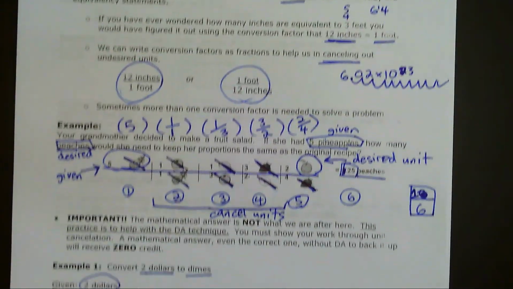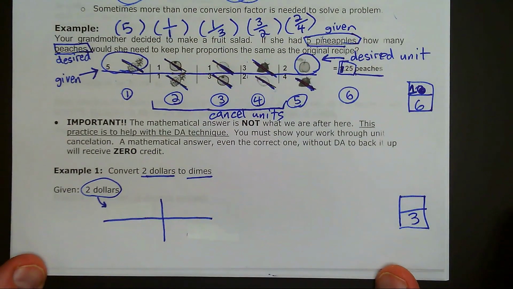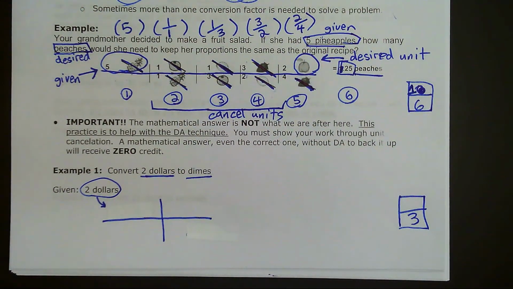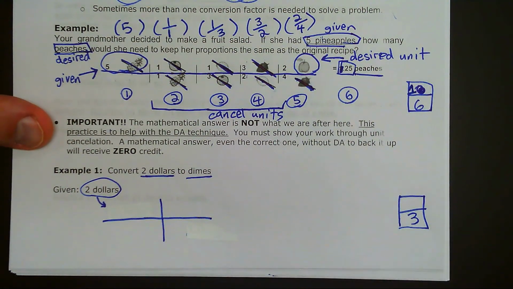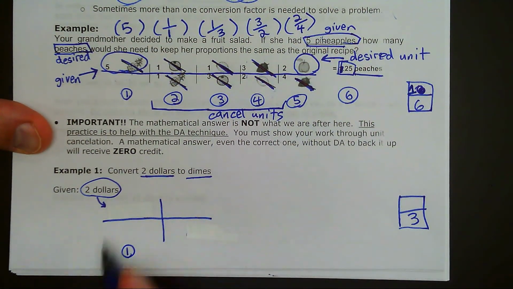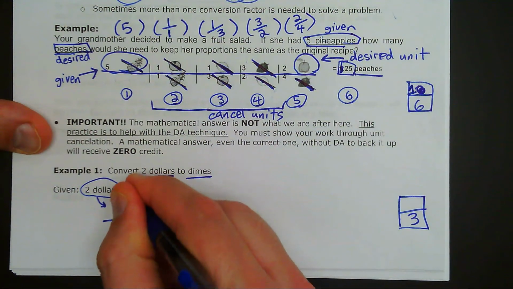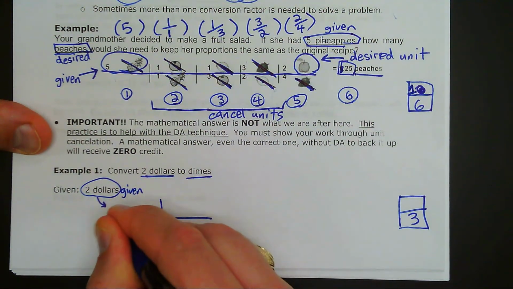All right. Now, moving on to an actual different example. This question's easy. We're starting off with a basic one. This one would only be worth 3 points. You'd get 1 point for putting the given. So go ahead and put the given right there.